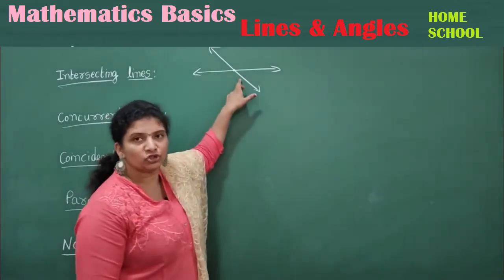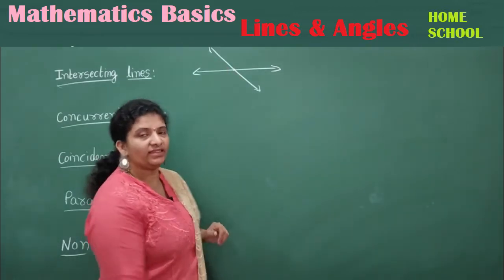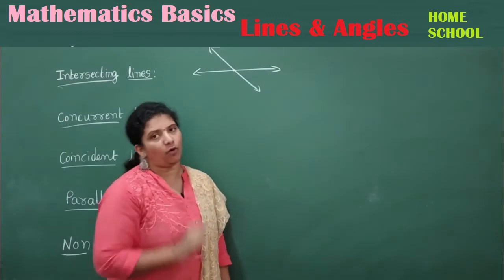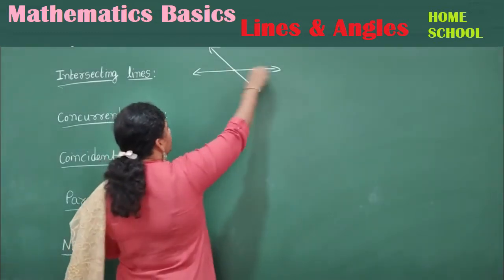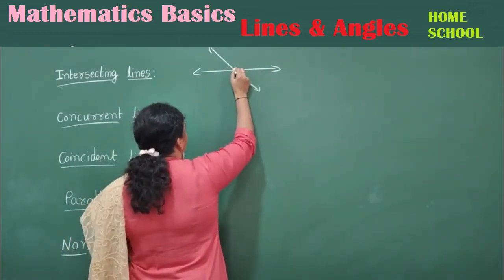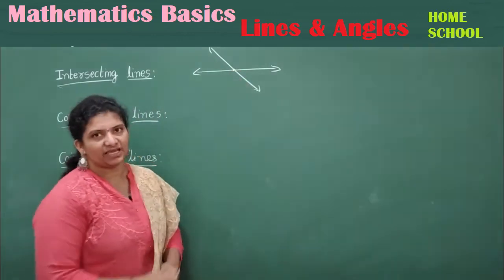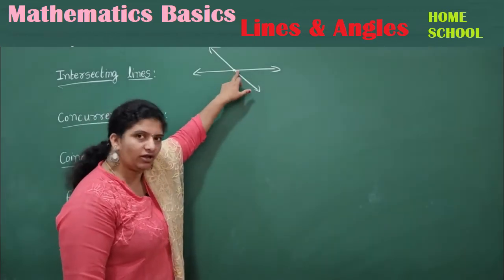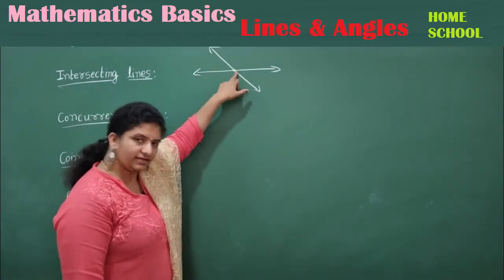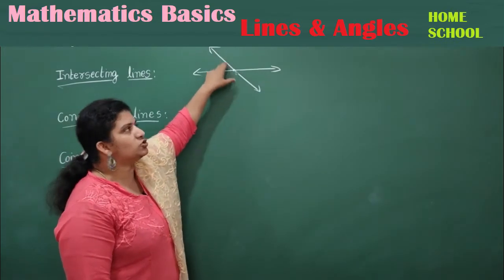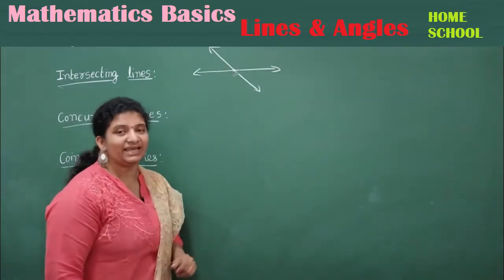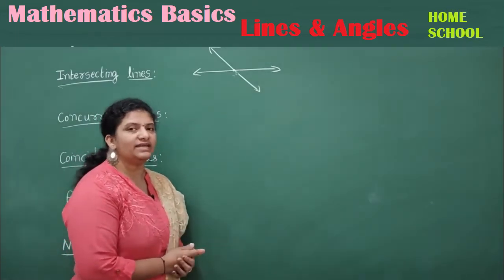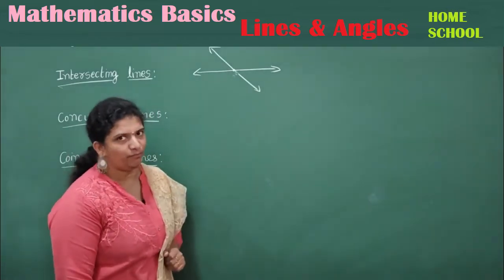Now I am showing here two lines where these two lines are passing through a common point, or both the lines have one intersecting point, we say. These two lines meet at one point. That point we call a common point or intersecting point. So these two lines we call intersecting lines. Why intersecting? The two lines are intersecting at one common point.